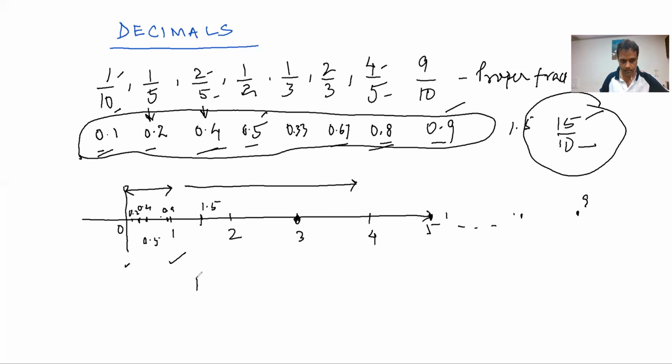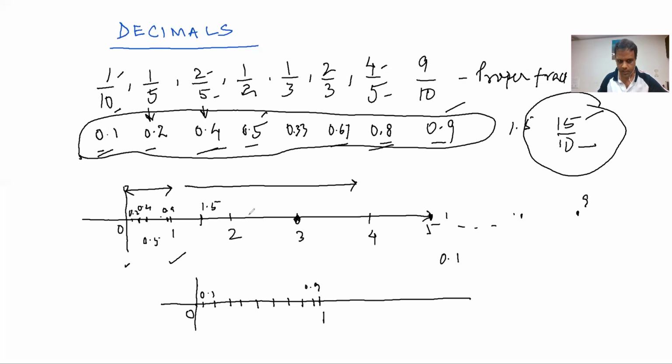So now let me make it more interesting. Since all the proper fraction decimals will lie between 0 and 1, let me make it bigger so that you can understand. So all your 0.1, 0.2, 0.3, 0.4, 0.5, 0.6, 0.7, 0.8, 0.9, and 1. This is how we are going to plot it. Now we know 0.1 lies between 0 and 1.